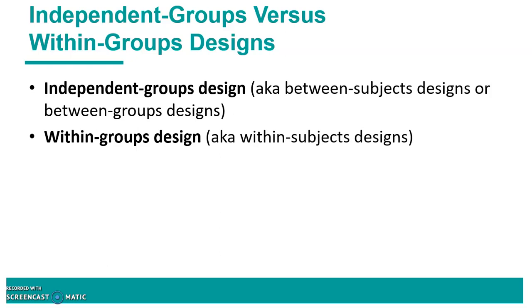Okay, so this is part 2 of chapter 10, talking about experimental designs and validity. So there are two main categories: independent groups designs and within groups designs. Independent groups are also known as between subjects or between groups, and within groups are also known as within subjects, or just within groups.